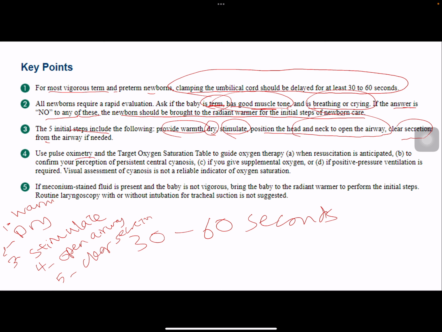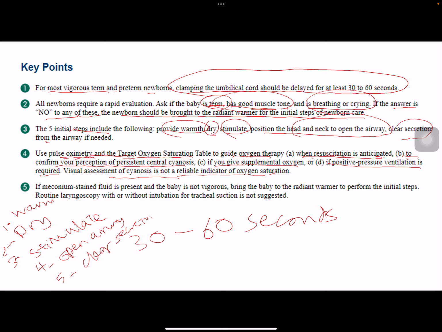So use a pulse oximeter and the target oxygen saturations according to the table, as I showed you before. These are the indications to use pulse oximetry: when resuscitation is anticipated, to confirm your perception of persistent central cyanosis, if you give supplemental oxygen, and if positive pressure ventilation is required. Visual assessment of cyanosis is not a reliable indicator of oxygen saturation.